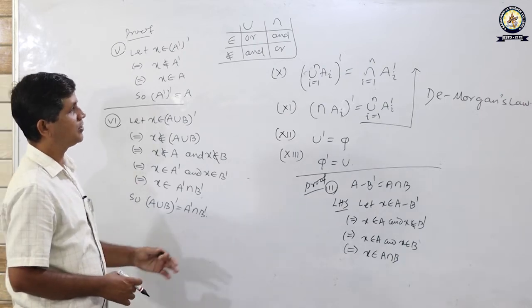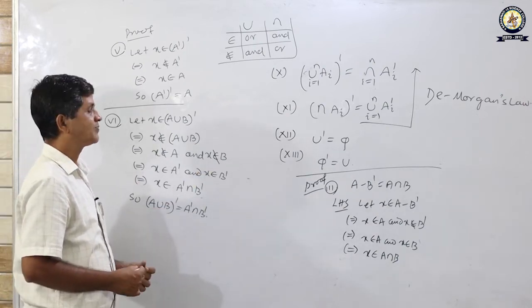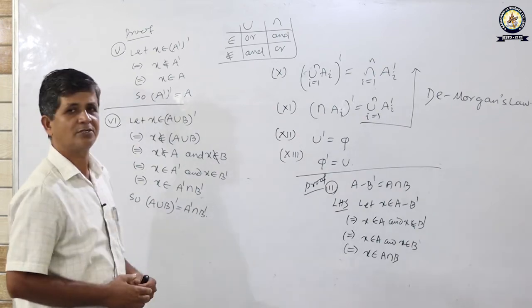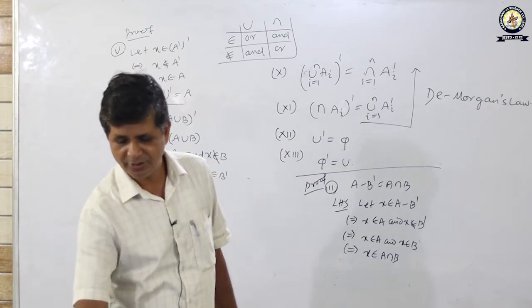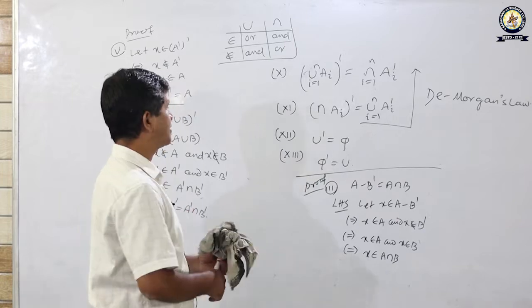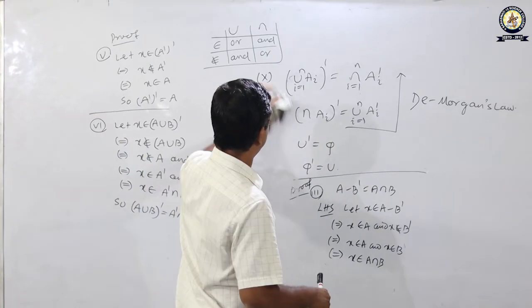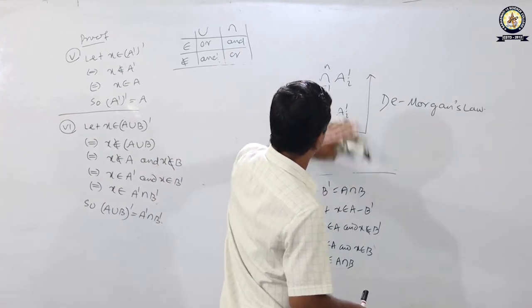Similarly, you can prove all other bits, and this part is for the complement of a set. Now we jump to the symmetric difference of the set.